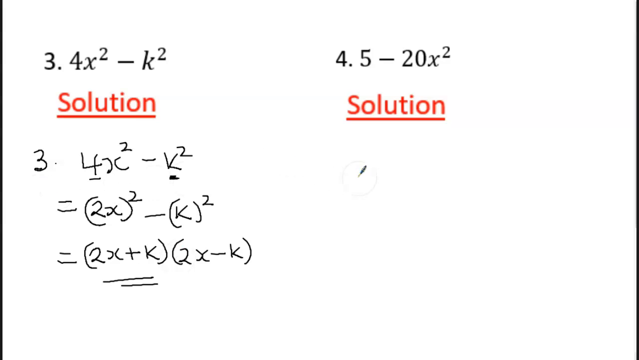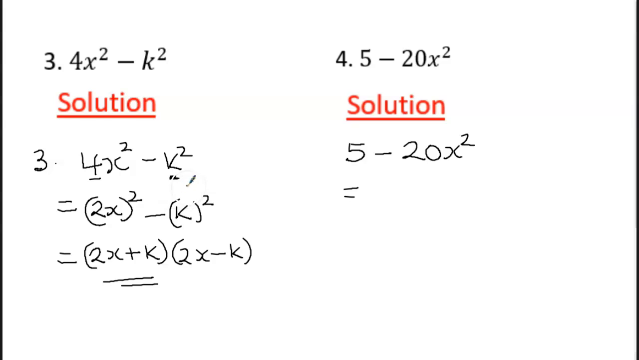Let's look at 4. 5 minus 20x squared. Okay, so let's check the first term. The first term is 5. You ask yourself, is 5 a perfect square? No, 5 is not a perfect square. And then let's look at the second term, 20. Is 20 a perfect square? No. And then we check x. x squared is also a perfect square. Now you ask yourself, what can I do?